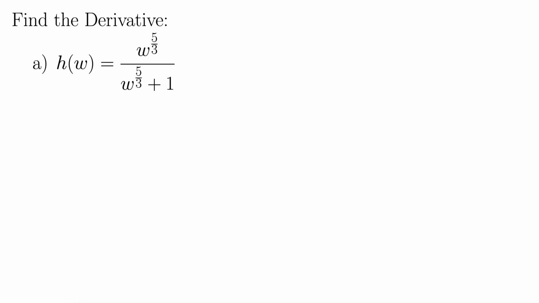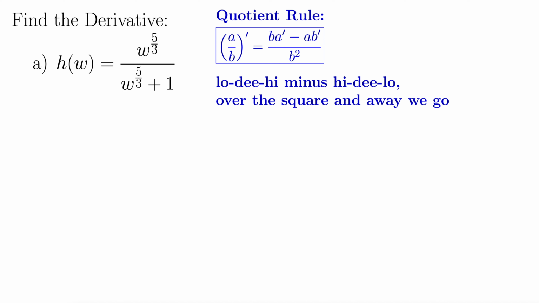Here we're asked to find two derivatives. The first one is that of h of w equals w to the 5/3 over quantity w to the 5/3 plus 1. Well, it's a quotient, so let's look at our quotient rule. Lo-dee-hi minus hi-dee-low over the square and away we go. So we can move straight to the derivative.